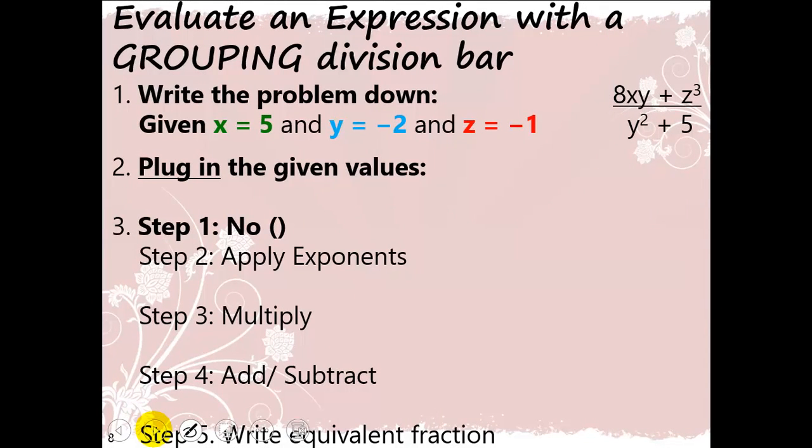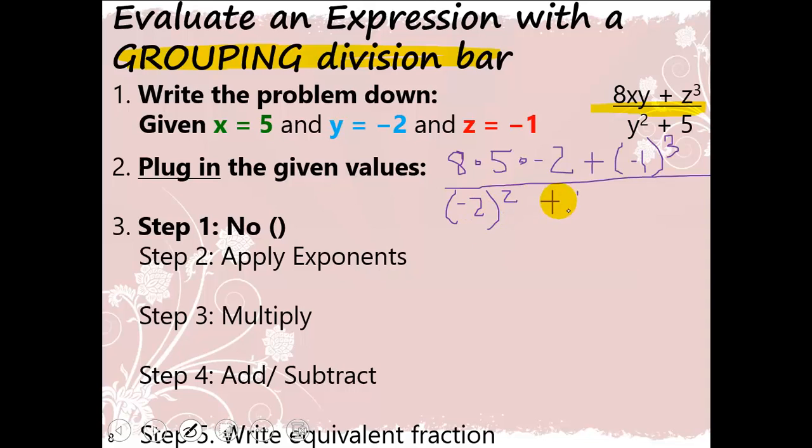All right, now I want you to notice in this one that we have a grouping division bar. That's this piece right here. We're going to keep our numerator, the top expression, separate from the bottom expression up until the very end. Okay, I'm going to plug in my values. So I have 8 times 5 times negative 2 plus negative 1 cubed. Notice that whenever I apply a power to a negative number, I always put parentheses around it. And then I have negative 2 squared plus 5.